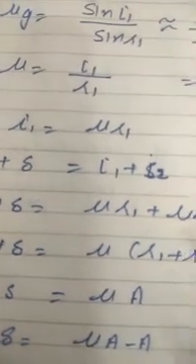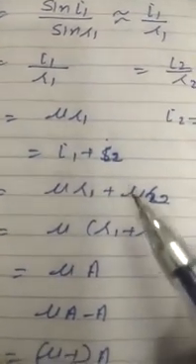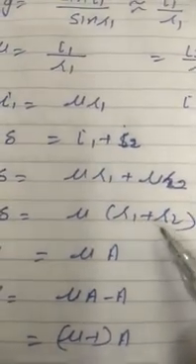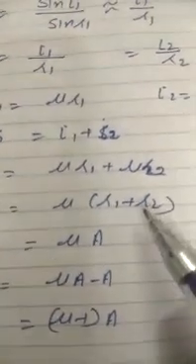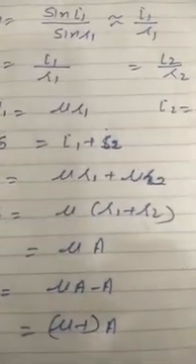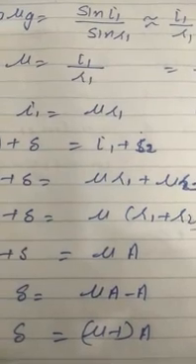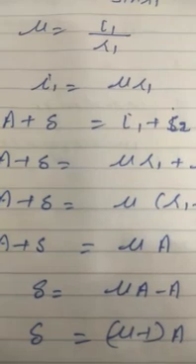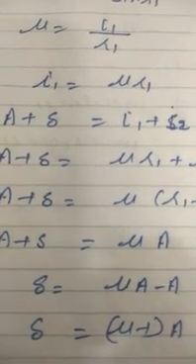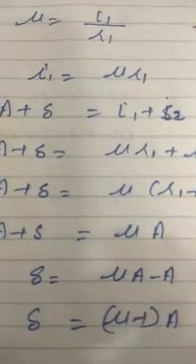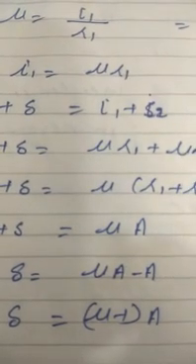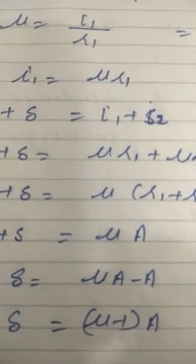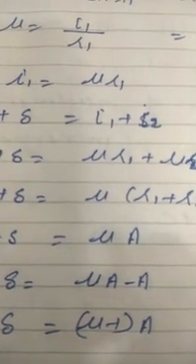What value will we put for I1? mu R1, and for I2 the value mu R2. So mu is taken common, so R1 plus R2. R1 plus R2 was equal to A, as I told you in the last video, and that's why A plus delta equal to mu into A. In this way delta is equal to mu A minus A, so delta is equal to mu minus 1 into A, and this relation we will use in the cause of dispersion.